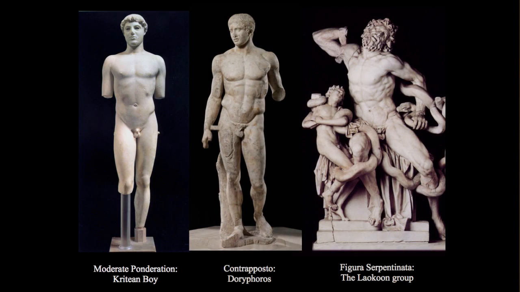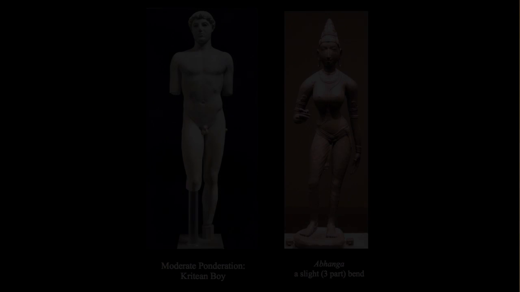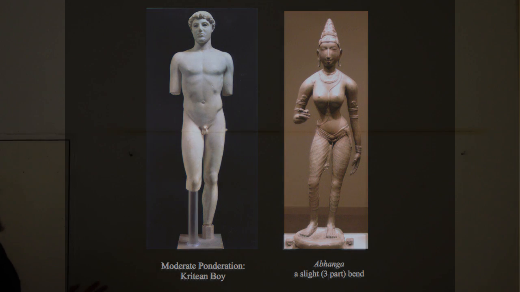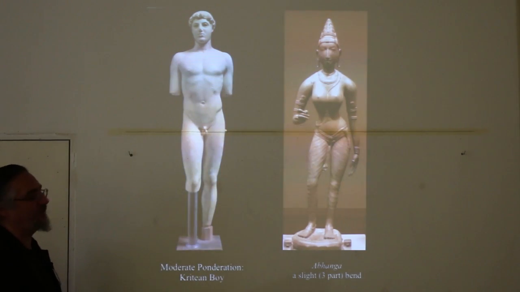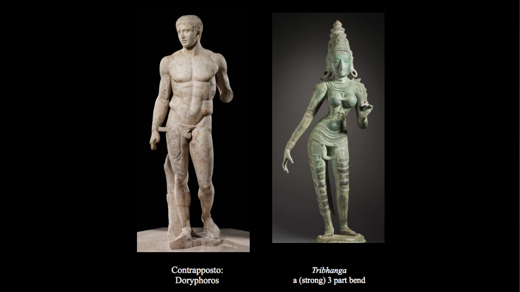So we noticed that in ancient Greece there was this progression from a moderate ponderation to a contrapposto and finally to this figura serpentinata in the Hellenistic period. That same progression, if you want, can be compared to what happens in Hindu art. Not that it's an actual historical progression, but just as we have the moderate ponderation of the Critian Boy, so does the abhanga, the slight bend, give you just that slight turn in the hip, but the shoulders otherwise remain lateral.